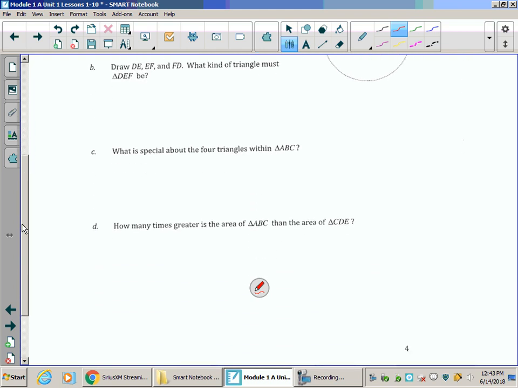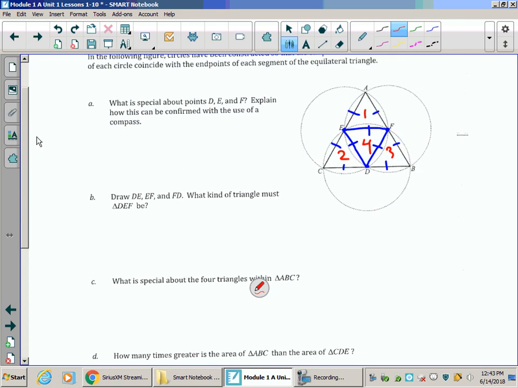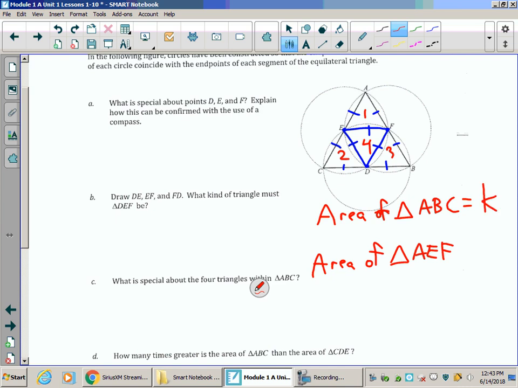And D, how many times greater is the area of ABC than the area of CDE? Although we can't get a number area for this, if I write down area of triangle ABC and area of, and I'll pick any one of the 4 smaller ones, I'll pick AEF up top, whatever the area for ABC is, I'll pick some unknown number K. Because we split it into 4 equal parts, the area of the smaller ones are all going to be K over 4.